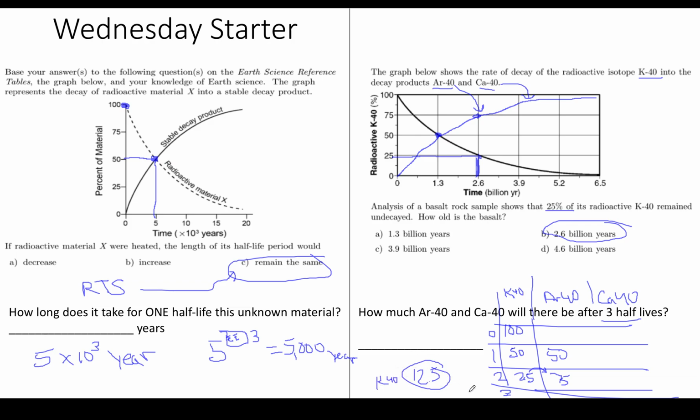Remember, we started with 100. So whatever else is there is the Ar40 or Ca40, which would end up being, you could either subtract 12.5 from 100, or you could add 12.5 to the 75 you had here. That means that 87.5% has decayed to the stable daughter products here. If you have questions, let me know.